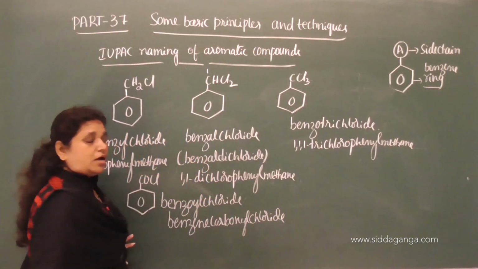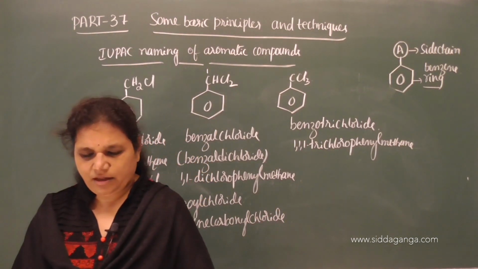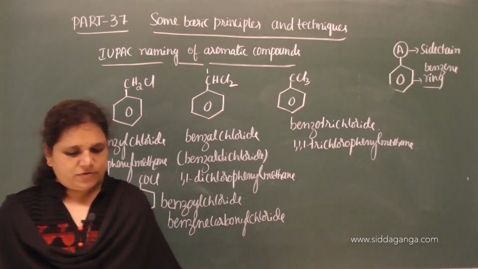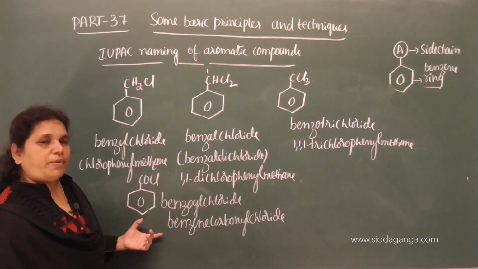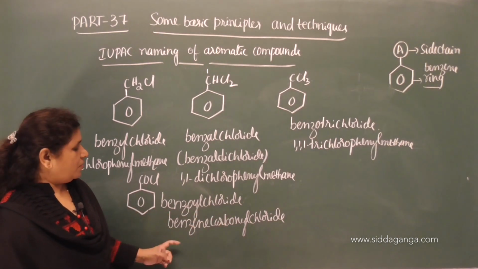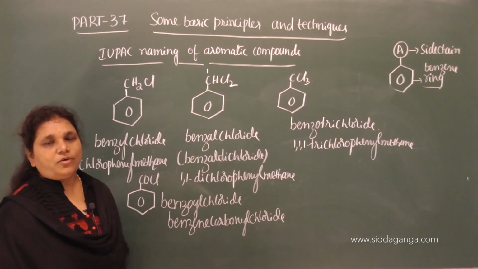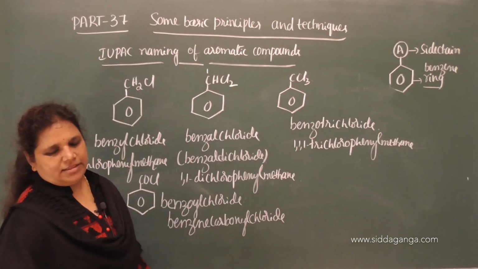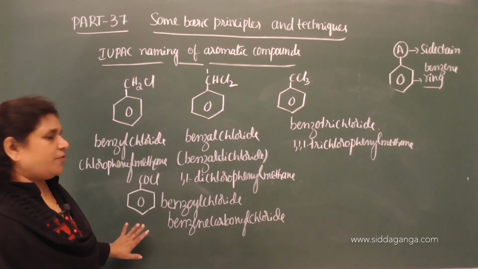Benzene carbonyl chloride is the IUPAC name for the given compound. While writing the IUPAC name, benzoyl chloride is a special name. So benzene carbonyl chloride is the IUPAC name. Note this down, and these names are very important for you.